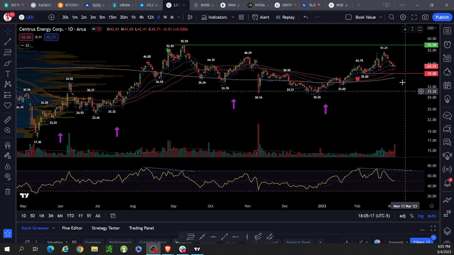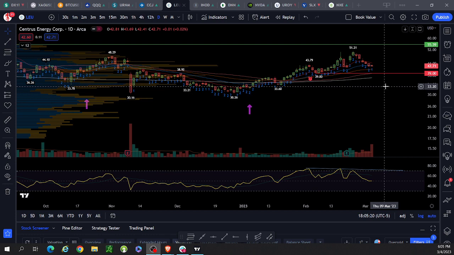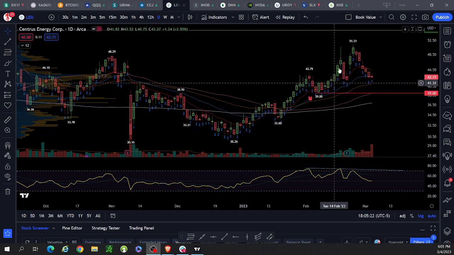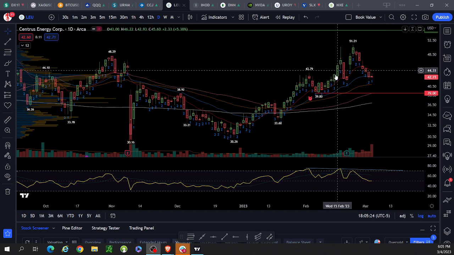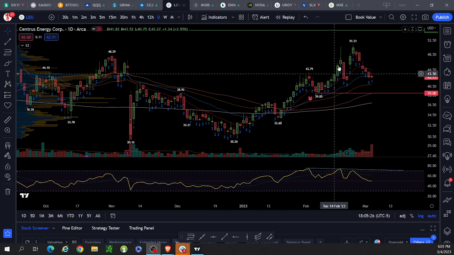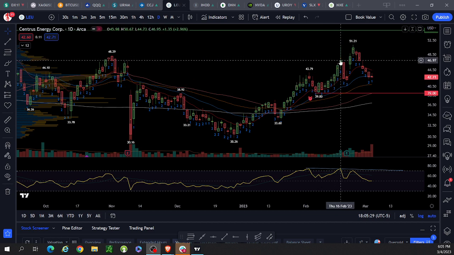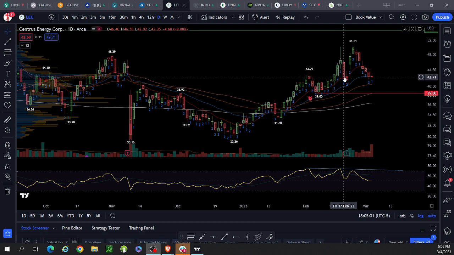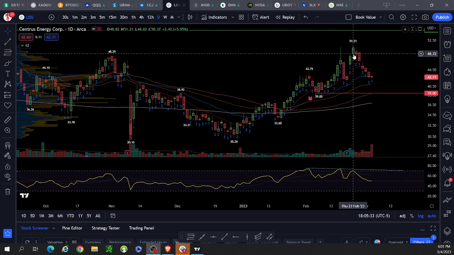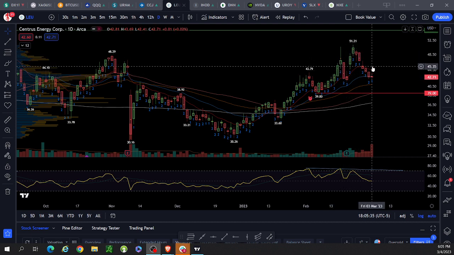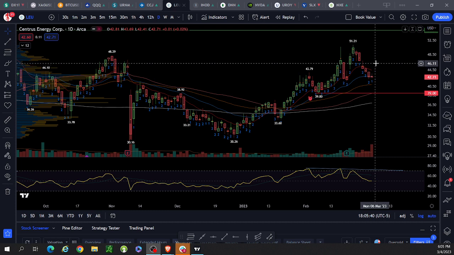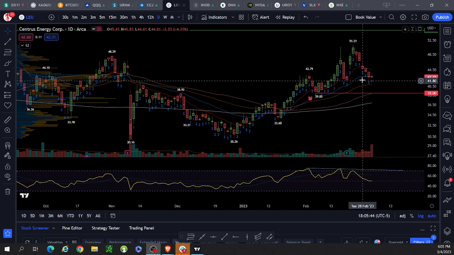So, I'm prompted by this because I'm now looking for entry here. And basically, I will tell you this. I got in here, I got out somewhere around here. I got back in somewhere around here, and I got back out somewhere around here, and now I'm empty. Okay, so LEU I use more as a trader than anything. I usually play it small. So now I'm looking at this chart again, and I'm seeing some stuff here that prompts me to start looking for entries again.